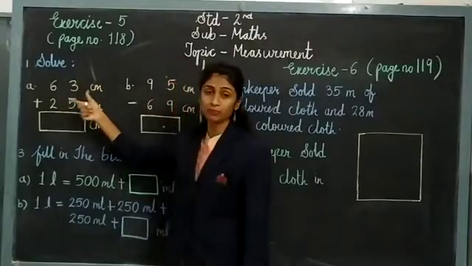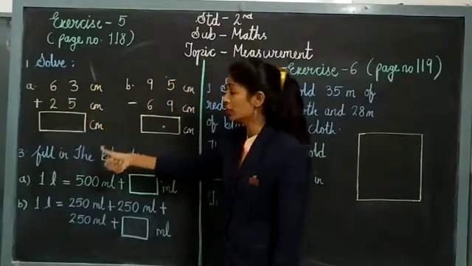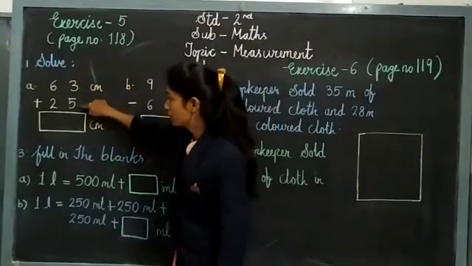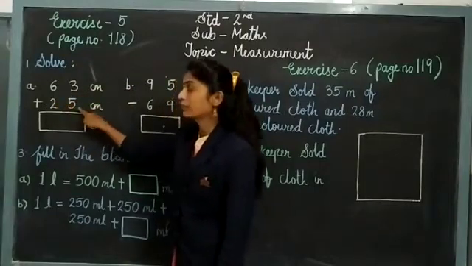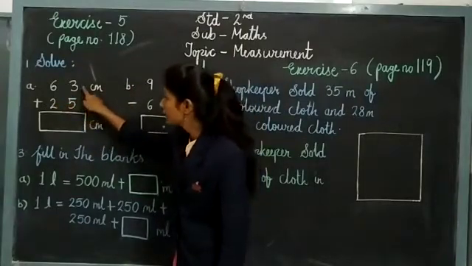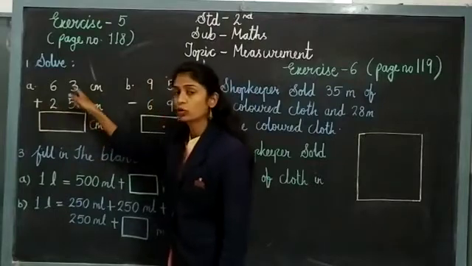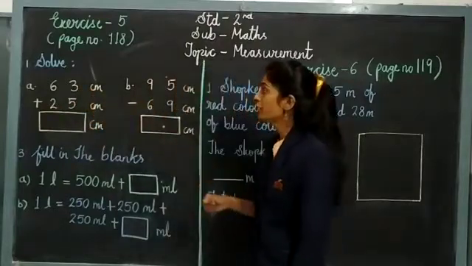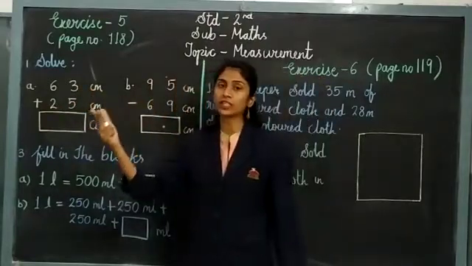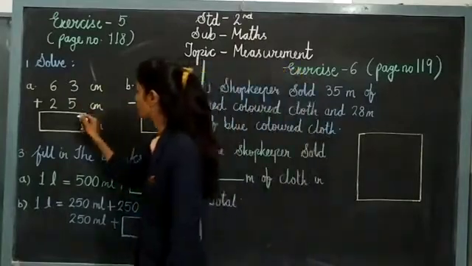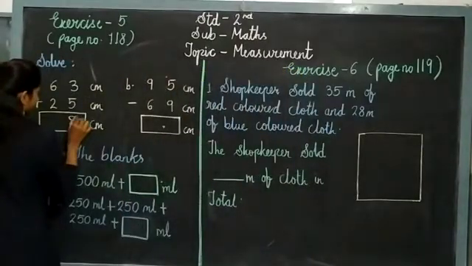Now which side are we going to solve first? Of course we are going to solve the ones side first. So what are the numbers given on the ones side? The numbers are 3 plus 5. So let us all add 3 plus 5: 3, 4, 5, 6, 7, 8. So here I am going to write 8.